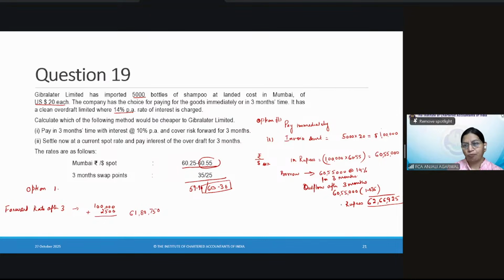Okay. So what is the better option? Better is to pay the vendor after 3 months together with 10% interest and cover the US payments in the forward market, because the USD is at a discount. Swap points are not increasing, they're decreasing. The USD is at a discount, so it will be a benefit. Final answer. We'll work on this again. Let's move on to MCQs.